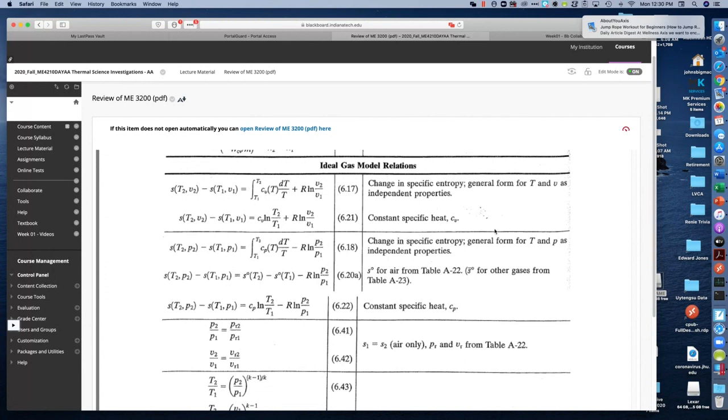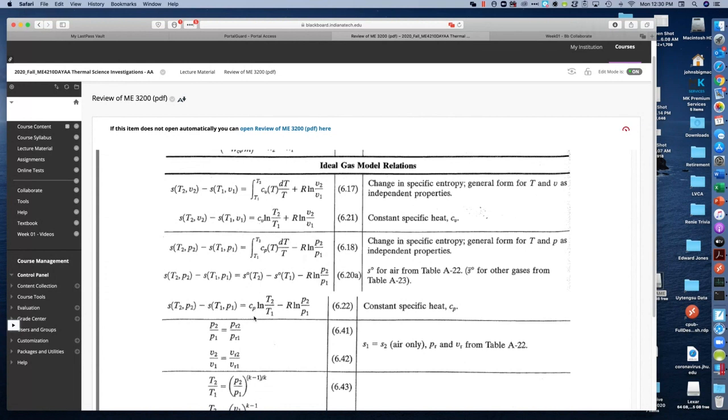Now I want to just say a couple of things here as associated with these two equations, the change of entropy. What we see in both equation 6.21 and equation 6.22 is that temperature has an effect on entropy change. As temperature goes up, as we go from T1 to T2, the log of that is a positive number. We see an increase in entropy.